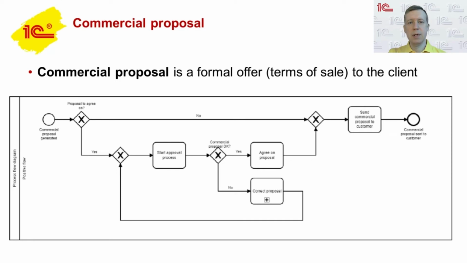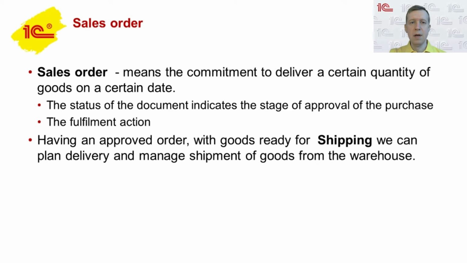Commercial proposal document is intended for registration of a formal offer to a customer. The customer's needs are gradually identified with the offer of various options as part of the sale process. Sales order means the commitment to deliver a certain quantity of goods on a certain date. The status of a document indicates the stage of approval and execution of delivery.